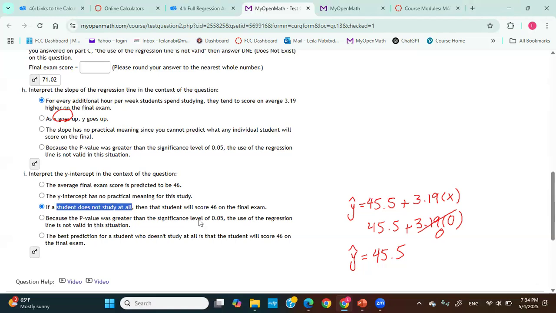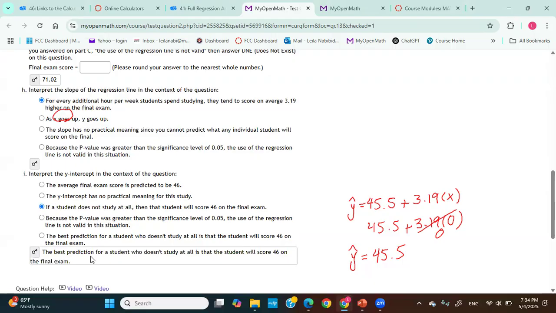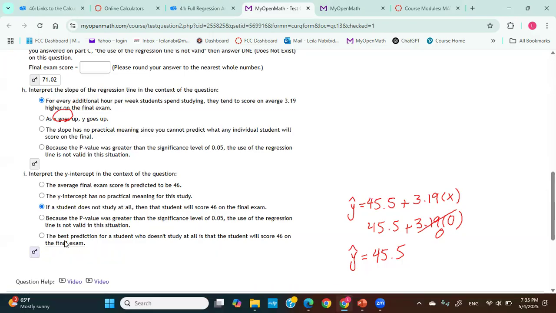The p-value was greater than the significance level? No, it wasn't. The best prediction for a student who doesn't study at all is that the student will score 46? No. So that's the only one. And if I check the answer, you see that yes, the best... Oh, we didn't read the last one carefully. The best prediction for a student who doesn't study at all. Yes, doesn't study at all means again that x is 0. The best prediction, yes, that is a good point.